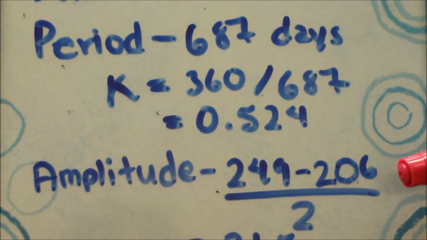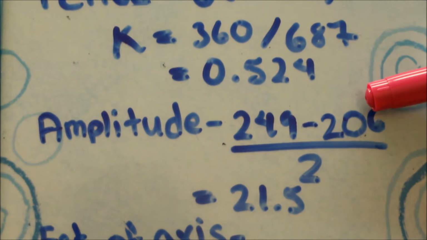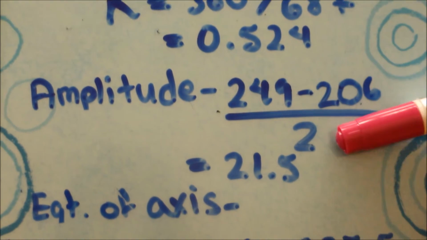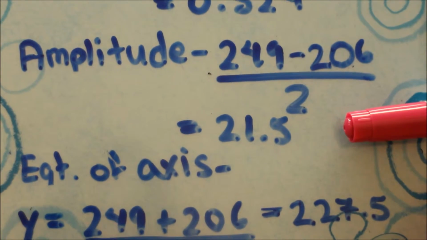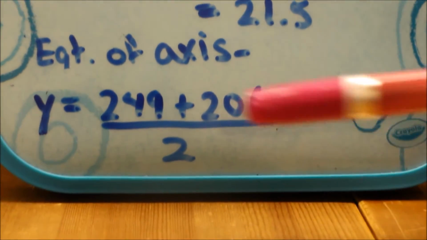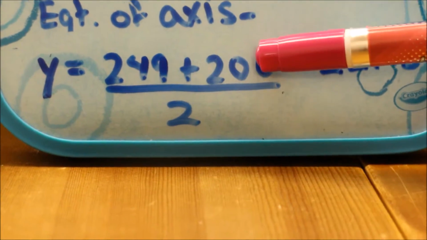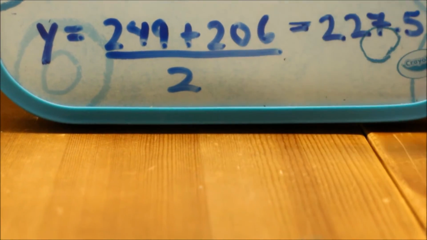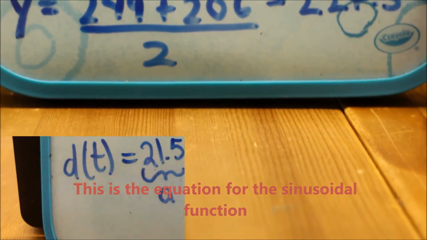The amplitude is calculated by subtracting the minimum value from the maximum value and dividing it by 2, and the amplitude is equal to 21.5. The equation of axis is calculated by finding the average between the maximum and minimum values, and it's equal to 227.5.